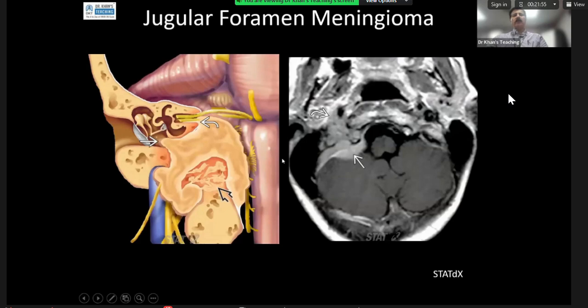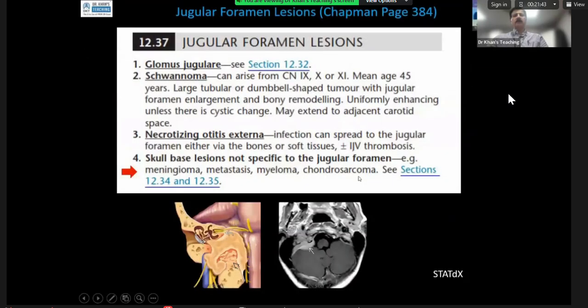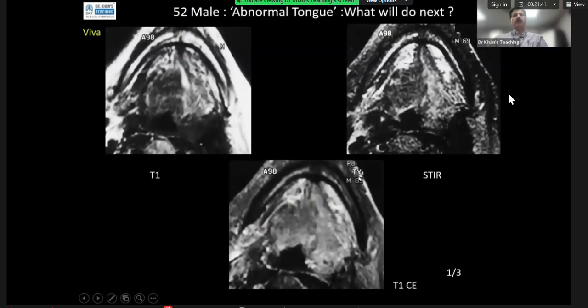Take-home point is that there are types of meningiomas which penetrate into the bone, and then they can cause hyperostosis. And I'll show you these cases subsequently. But it can happen in the jugular foramen also. Okay, this is a tongue.